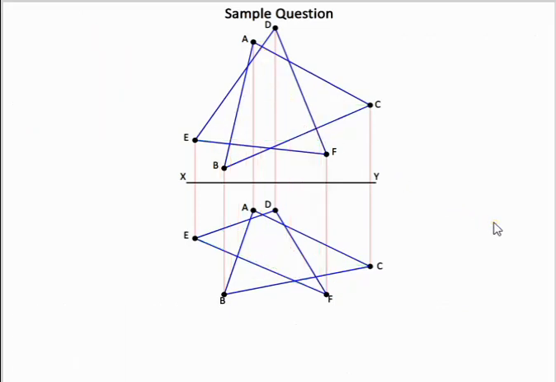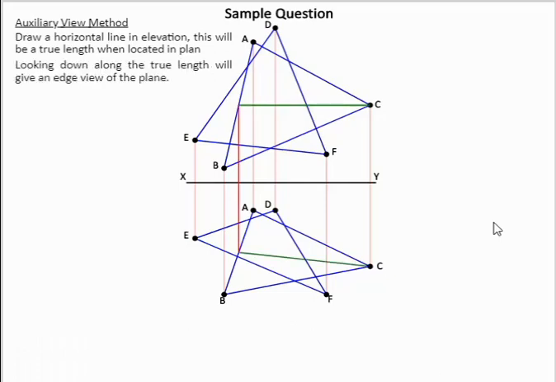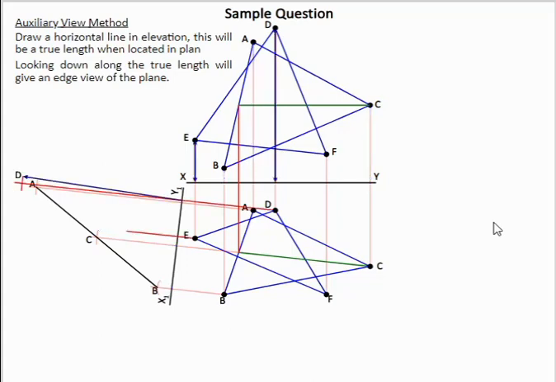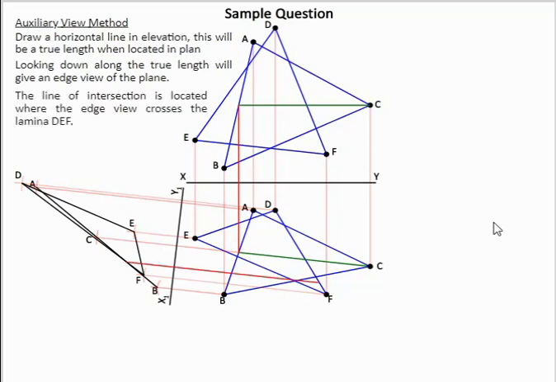Now in this slideshow here I've also included the auxiliary method. I'm not going to go through it, I'm just going to skip through it. Basically what we're doing here is, to do the auxiliary method, we see one of the triangles as a line and then we draw the other triangle in, but we are drawing an extra auxiliary. So just quickly flick through here, you can slow it down and look at it in your own time.